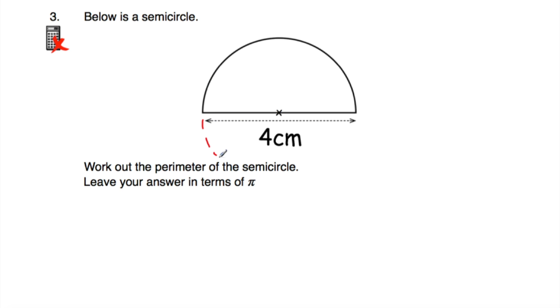So we're going to find the circumference of the whole circle to begin with. So circumference is equal to pi times diameter. So we're going to do pi times the diameter of the circle, which is 4. And 4 times pi is 4 pi. So that means the circumference of the whole circle is 4 pi.